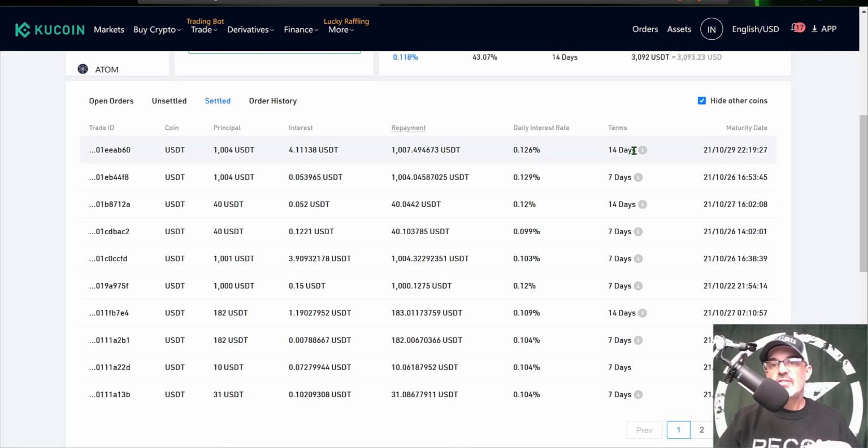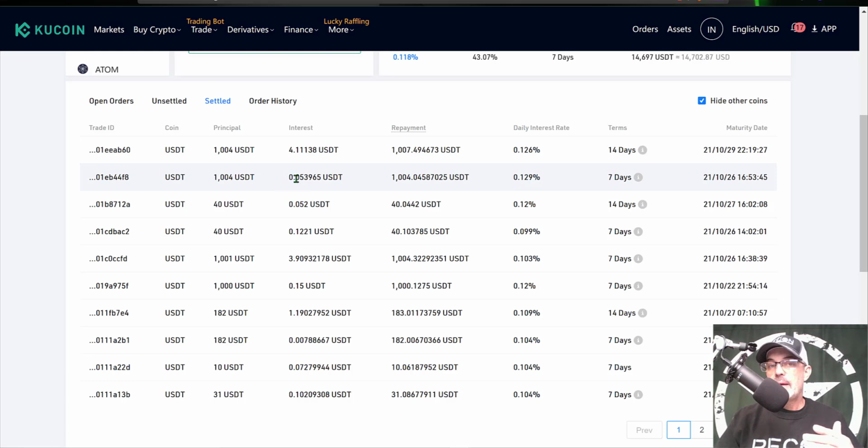And the term was 14 days, and there's a little I behind that, and you can see that the borrower repaid this loan in advance. So they didn't even hold the loan for the 14 days. However, they did hold it long enough that I earned just over 4 USDT.